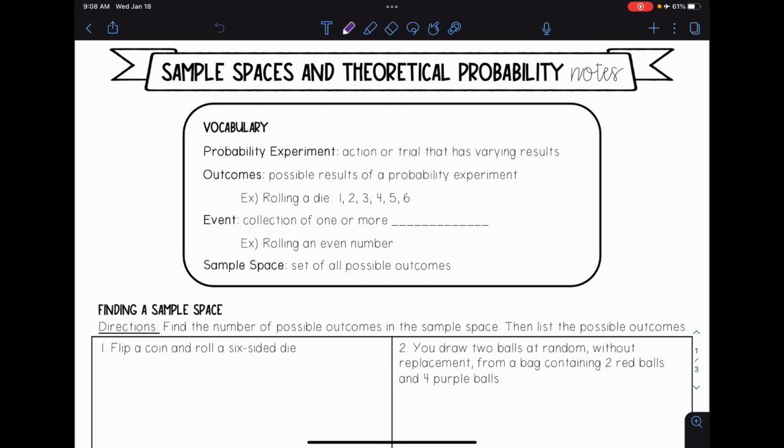Outcomes are the possible results of a probability experiment. So looking at that same example for rolling a die, the possible outcomes or results are 1, 2, 3, 4, 5, and 6, since those are the numbers on a die. And then an event is a collection of one or more outcomes. So an event would be rolling a 3, or we can have more than one outcome. So for example, rolling an even number, that would be an event. And then we have something called the sample space, and that is the set of all possible outcomes. So in the same example, the sample space would be the numbers 1 through 6.